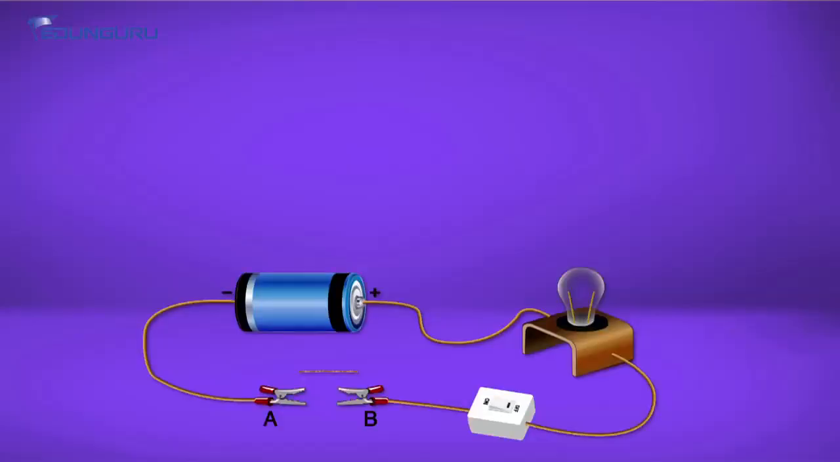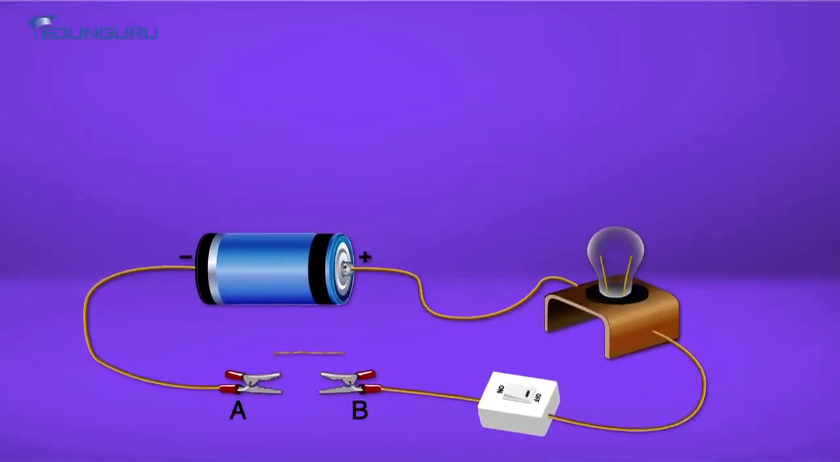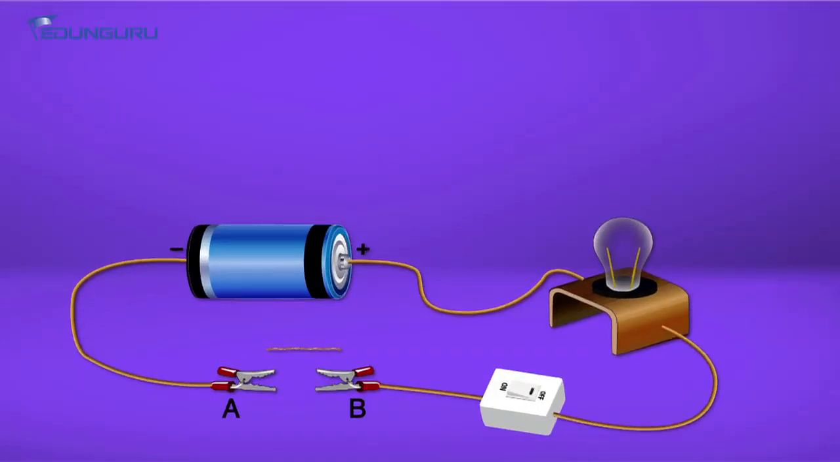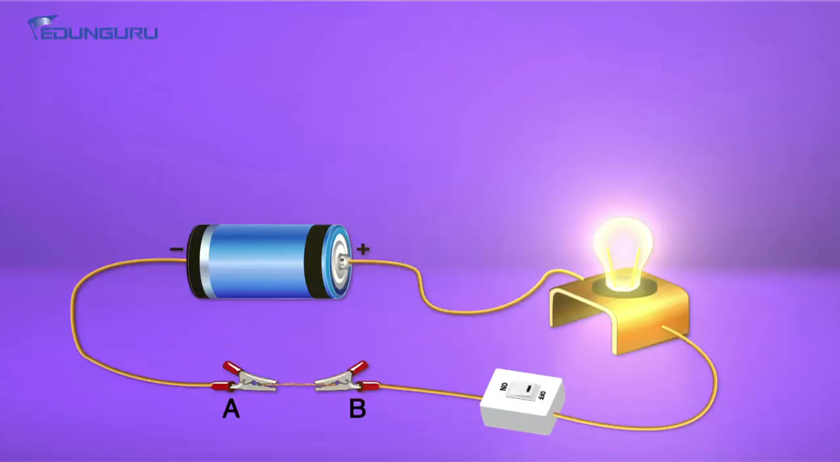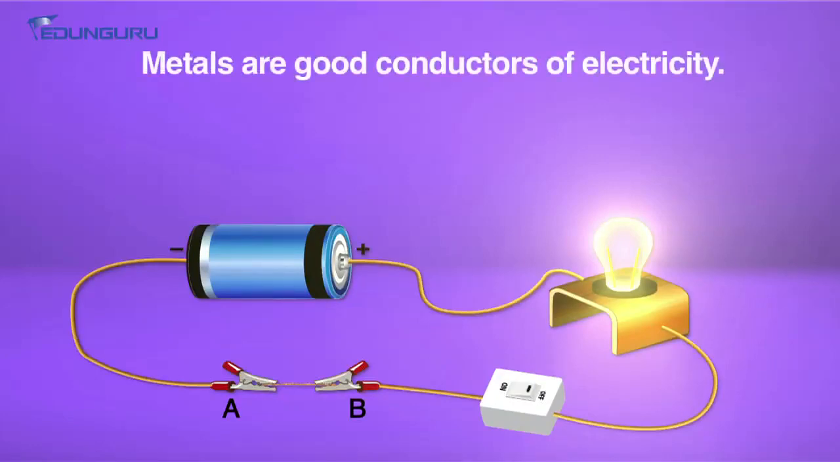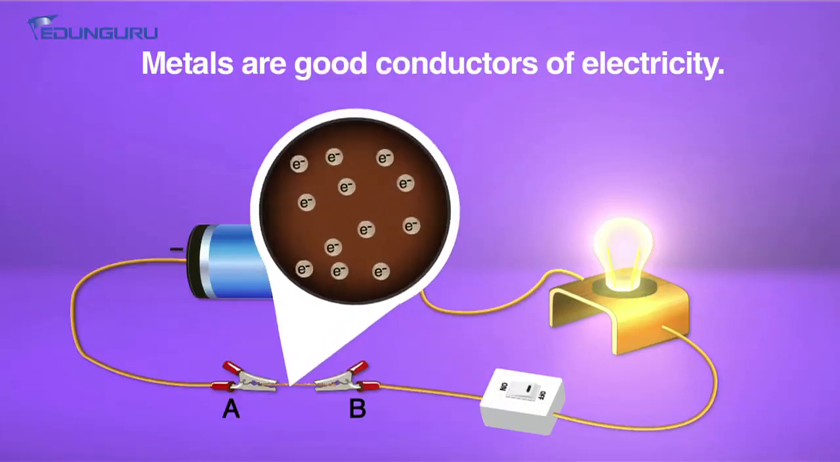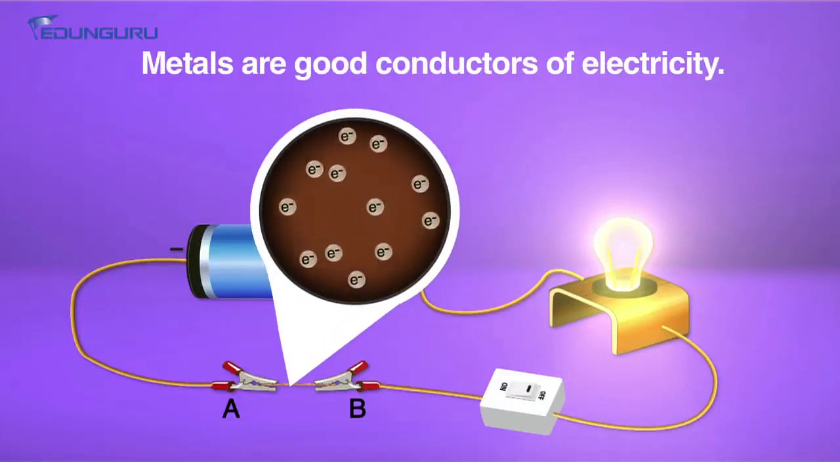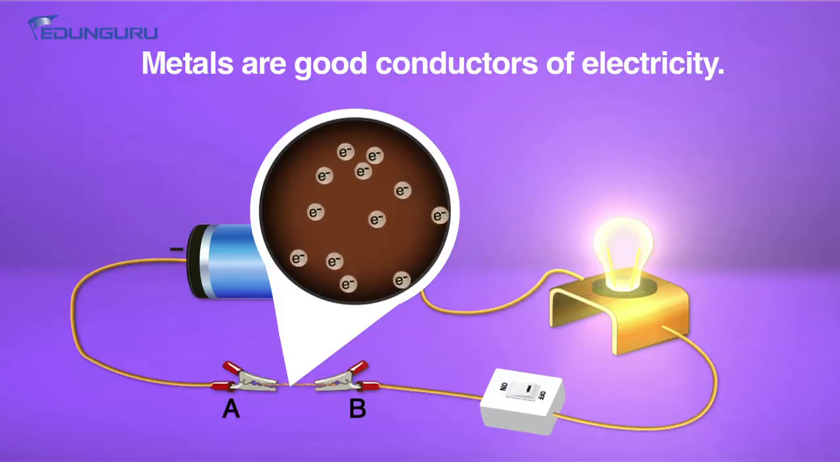Here we will set up the apparatus as shown, and between the clamp A and B, we will put a metal wire. It can be copper or aluminium. When we complete the circuit and switch it on, we will see that the bulb glows. This shows that the metals have allowed electricity to pass through it. How does a metal allow electricity to pass through it? This flow of current is because of the free electrons in the metal.